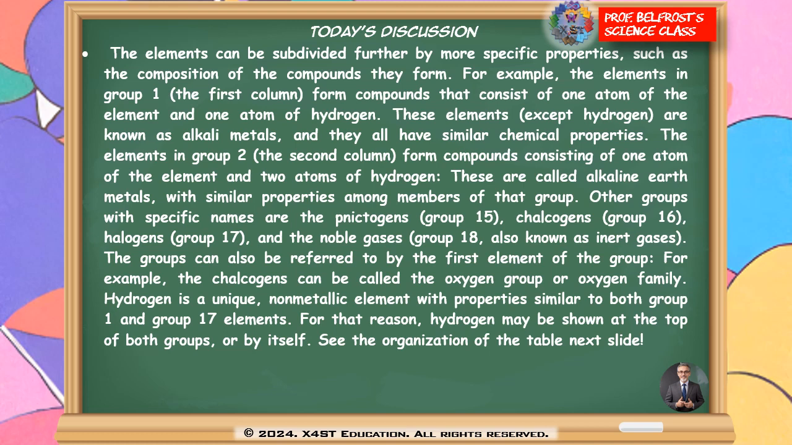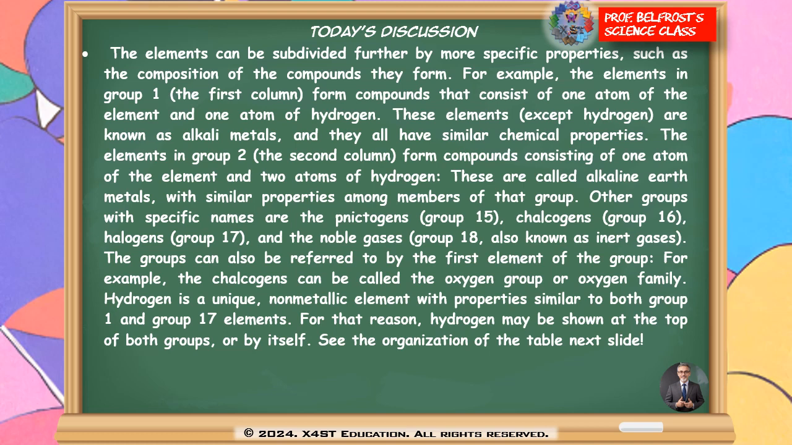The elements can be subdivided for specific properties, such as the composition of the compounds they form. For example, the elements in group 1 form compounds that consist of one atom of the element and one atom of hydrogen. These elements, except hydrogen, are known as alkali metals, and they all have similar chemical properties. The elements in group 2 form compounds consisting of one atom of the element and two atoms of hydrogen, and these are called the alkaline earth metals, sometimes just earth metals, with similar properties among members of the group.